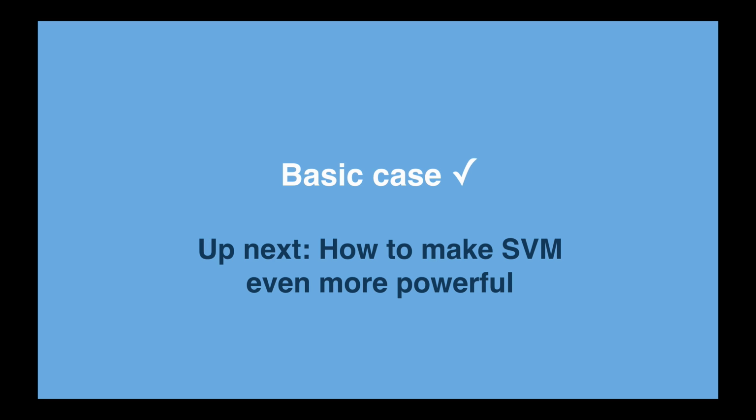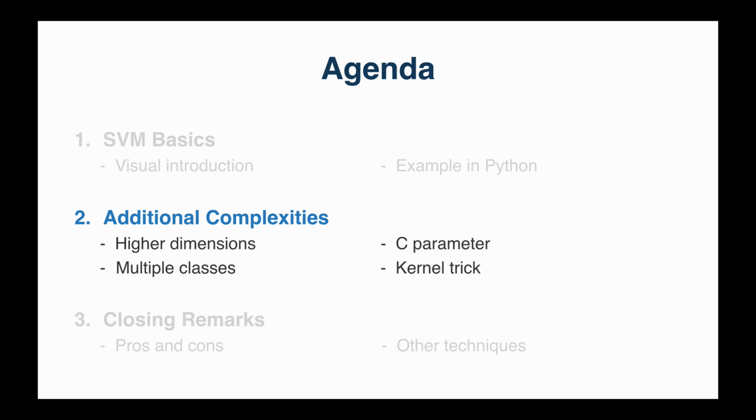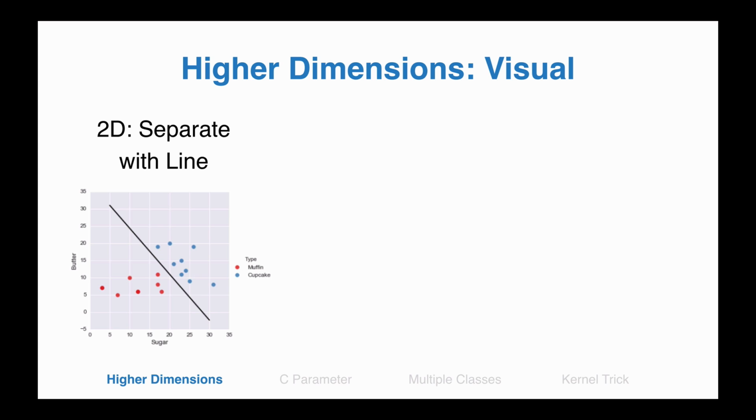All right, so that was our basic case, but let's talk about how to make SVM even more powerful. There are 4 things that I wanted to go through in this additional complexities section, starting with higher dimensions. For the last bit of slides, we've been working with 2 dimensions, sugar and butter, and we were able to separate that using a line.